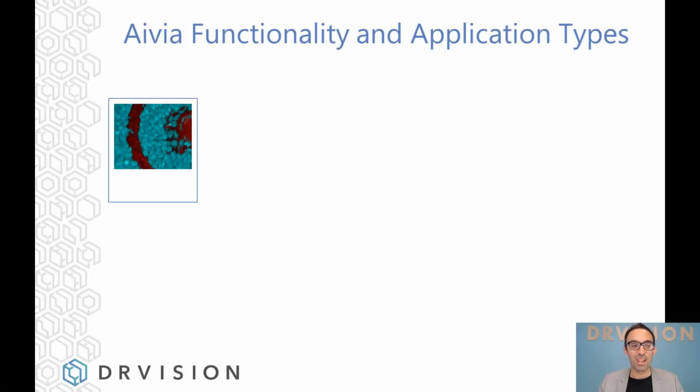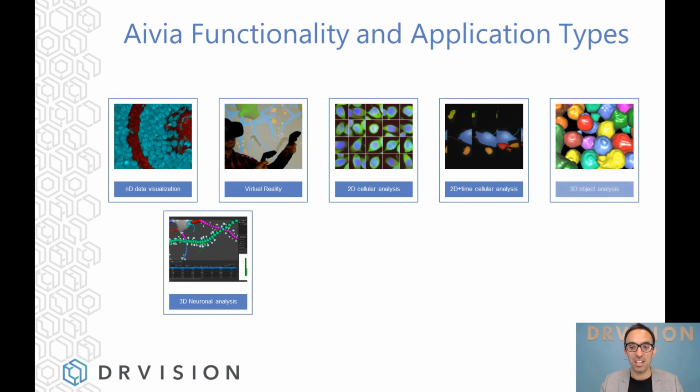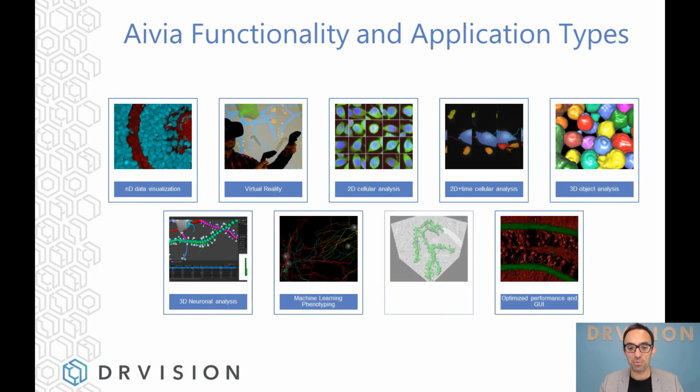All right, so we're almost at the end. Just wanted to recap the kind of functionality that we now have in Aivia. This is the full portfolio. We can do visualization both on the screen, like a desktop screen, or in VR. We have a lot of applications, image analysis recipes or pipelines for 2D image analysis and 2D plus time.